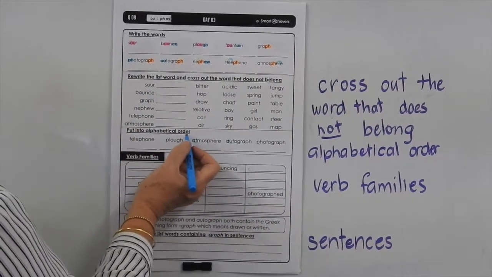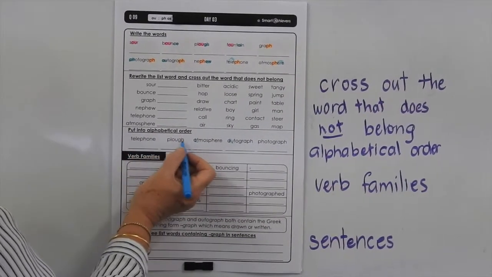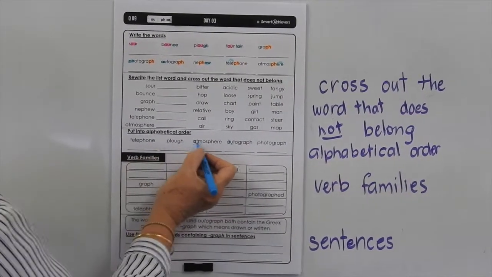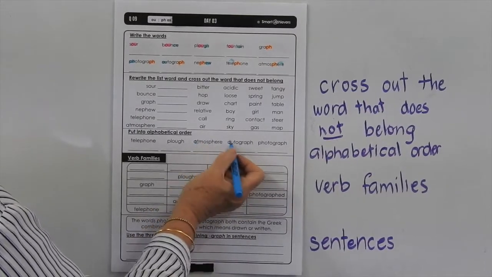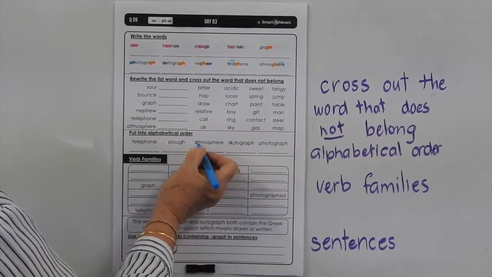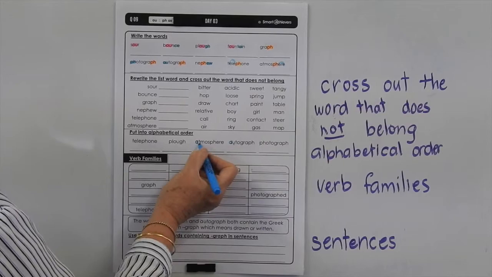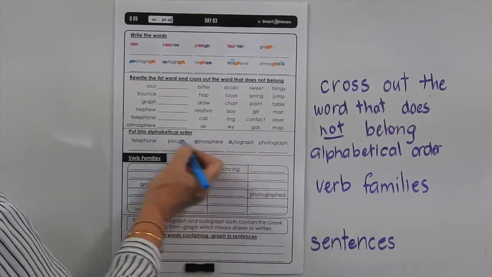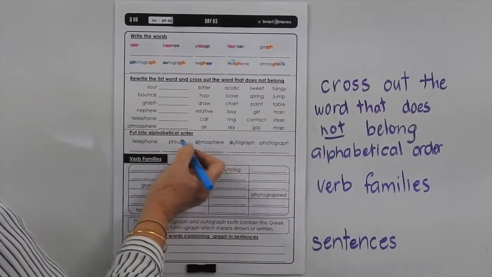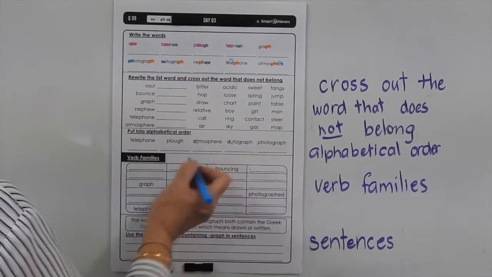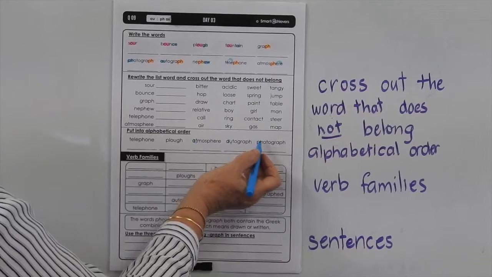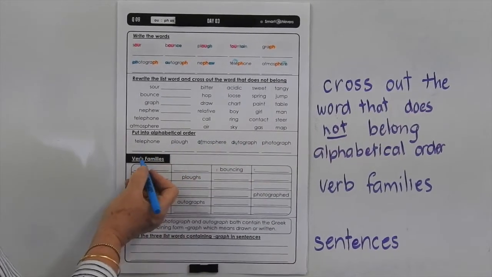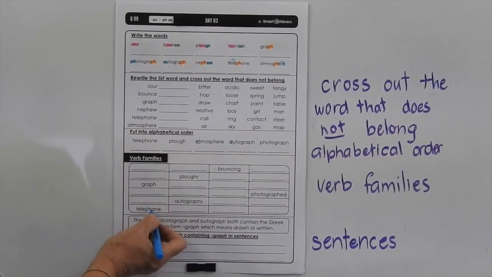Now, alphabetical order, you've done this before. If you go through the alphabet, we've got two words starting with A, so therefore you must look at the next letter. So which comes first in the alphabet, the T or the U? That will determine which of these words comes first in your order. You're going to have the same problem with plough and photograph. They both start with P, so you have to look at the second letter. Verb families, you're writing the base word here.